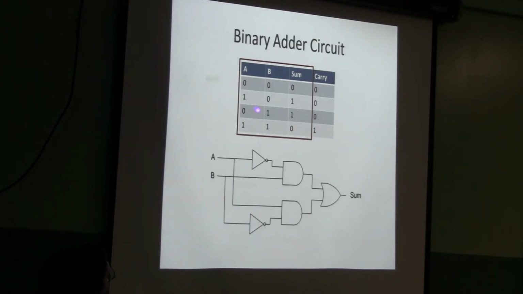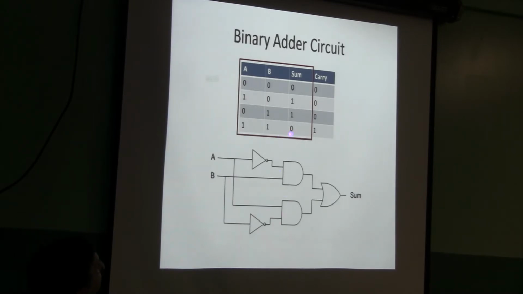And so if A and B are 0, the sum is 0. If A or B is 1, the sum is 1. If A and B are both 1, then the sum is 0. But in binary, all we have is 0 and 1. So if I'm counting in decimal, I've got 10 fingers, 0 through 9 digits that I can play with.